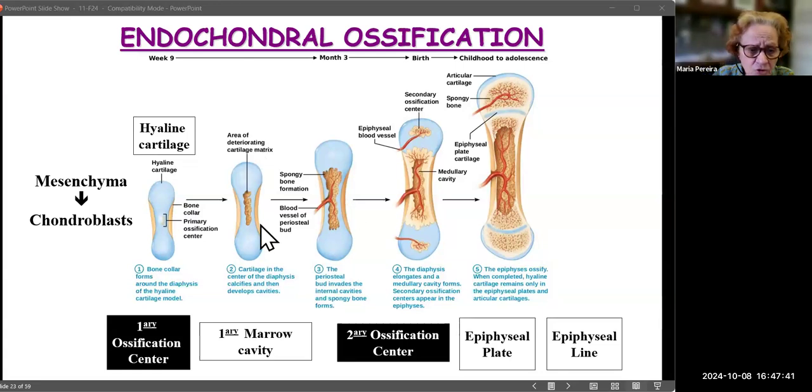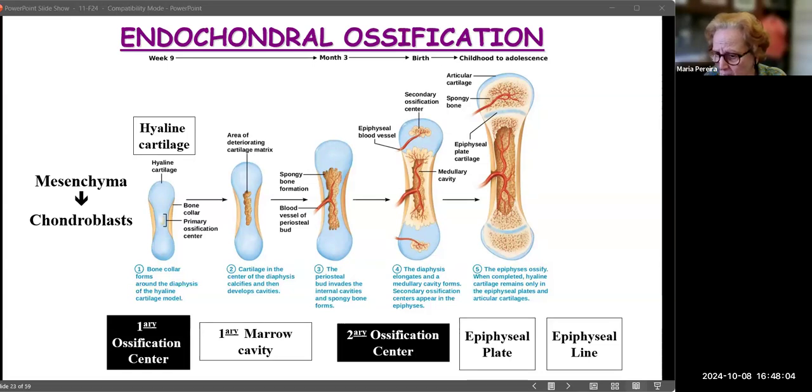The periosteum starts forming parallel with this whole process. Here, remember, it's the articular cartilage that remains there, and the periosteum starts forming as you go along in this differentiation.